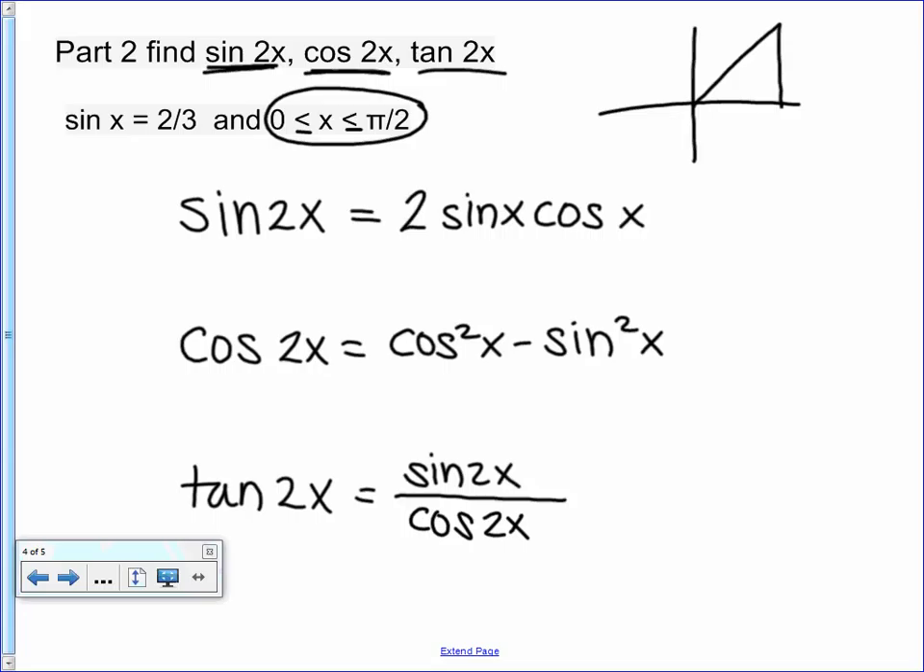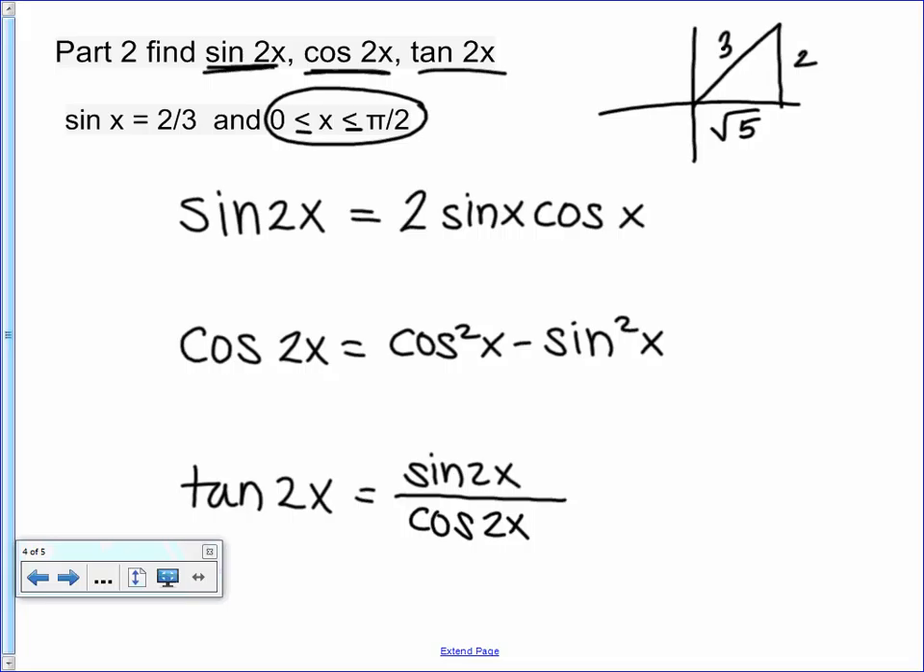And I'm going to label my sides. And I know that they gave me the sine equals 2/3. So I know that that's opposite over the hypotenuse. I can find my other side by doing the Pythagorean theorem. 9 take away 4 is 5. It ends up being the square root of 5.